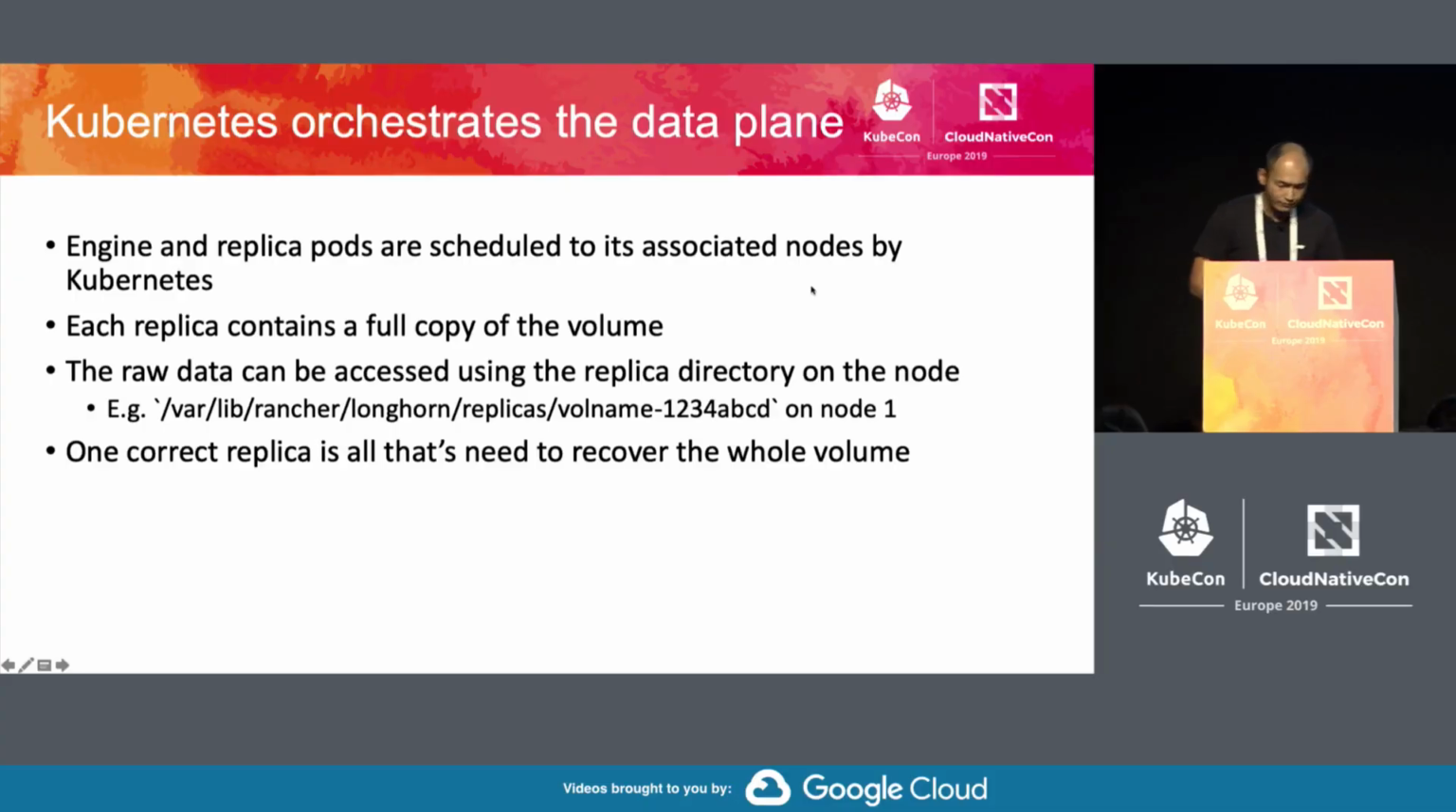Yeah. So like I just demonstrated, Kubernetes orchestrates the data plane because the engine pod and the replica pod are scheduled to the associated nodes by Kubernetes. And also, as you see, each replica contains a full copy of the volume, and you can see easily where that data resides on your node. That means only one correct replica is all that is needed if a disaster happens and you try to recover your whole volume. That is very transparent compared to many other storage vendors' approaches, which just present you a block, but you don't really know where the data is.